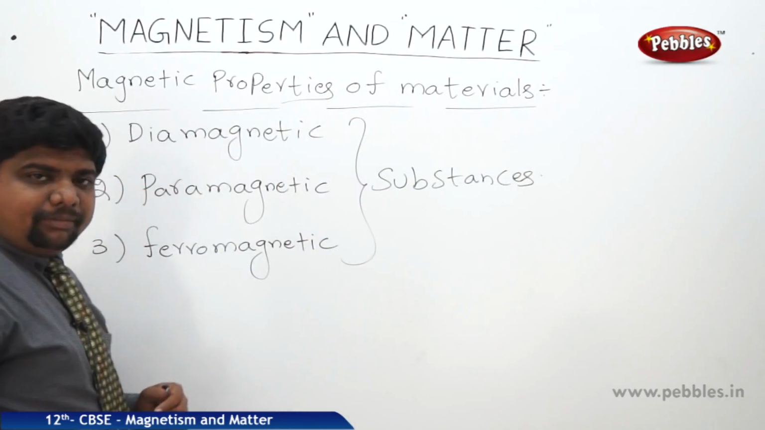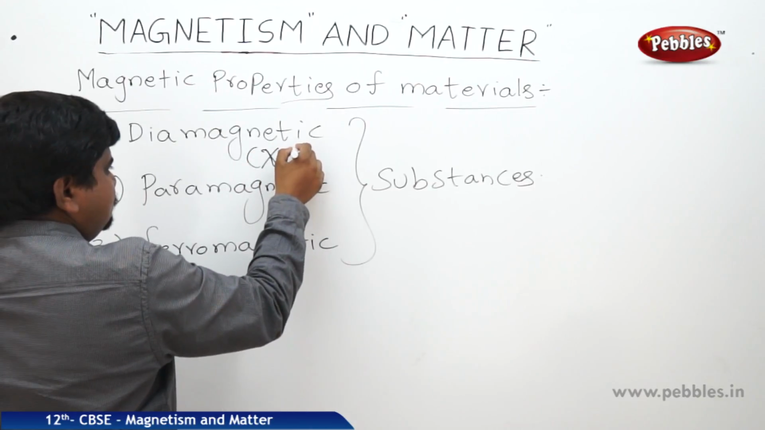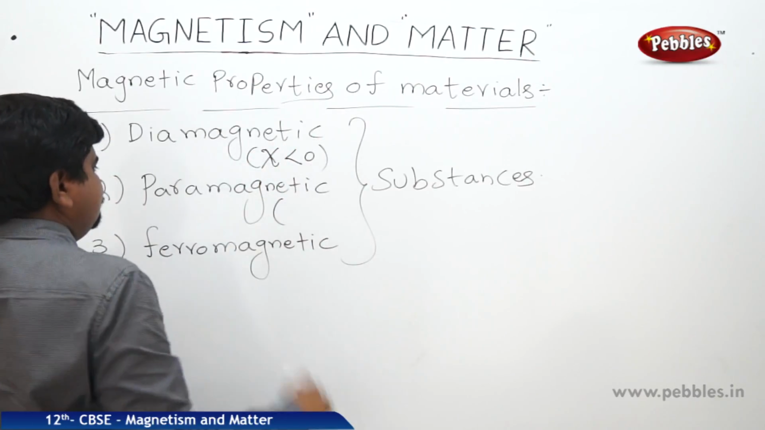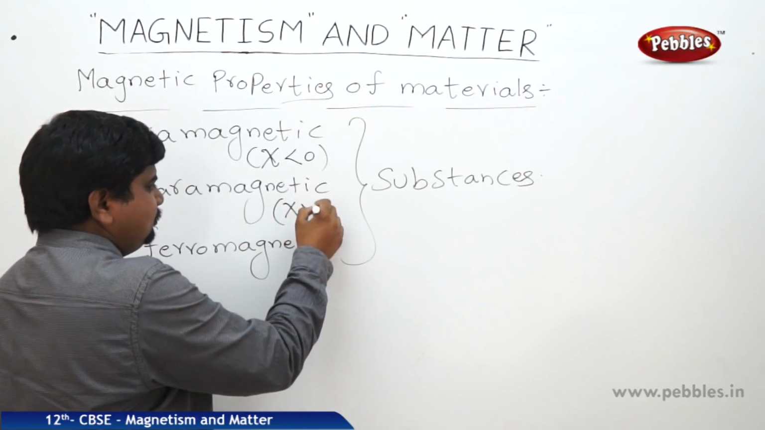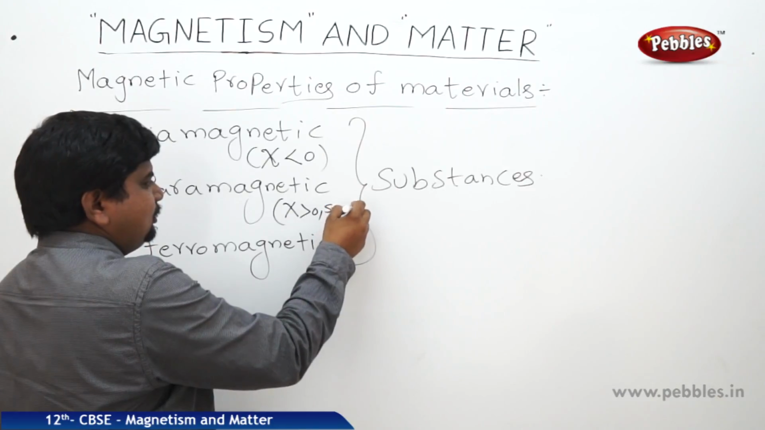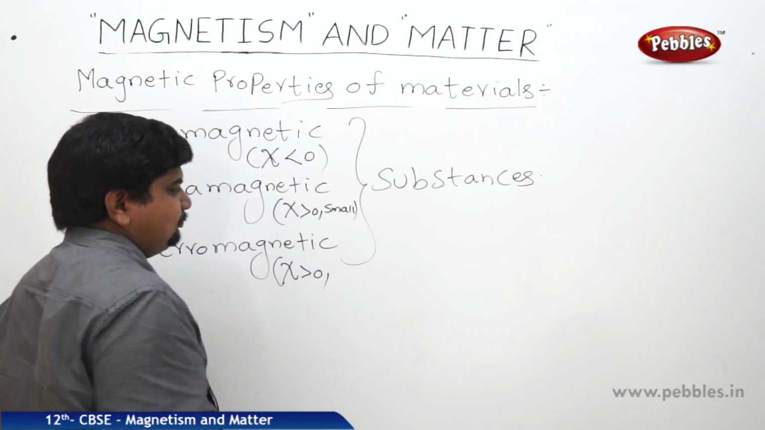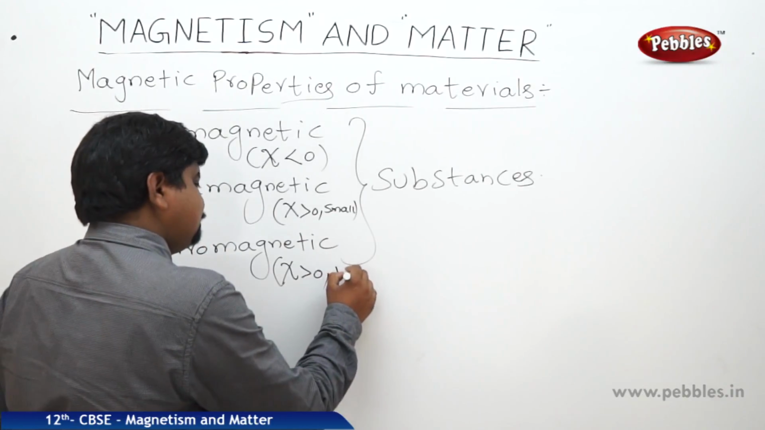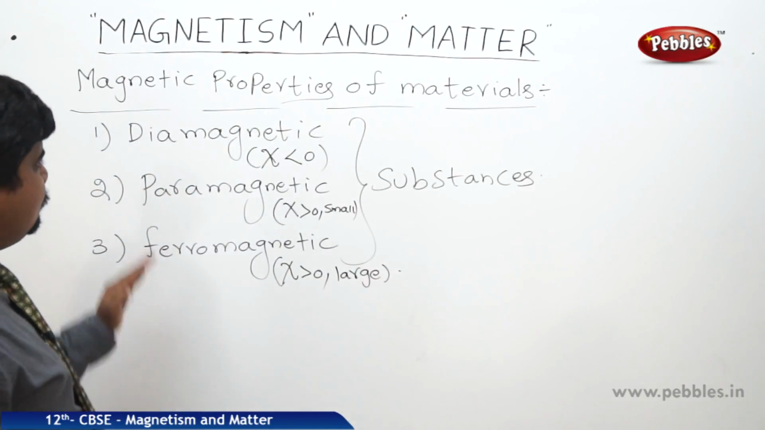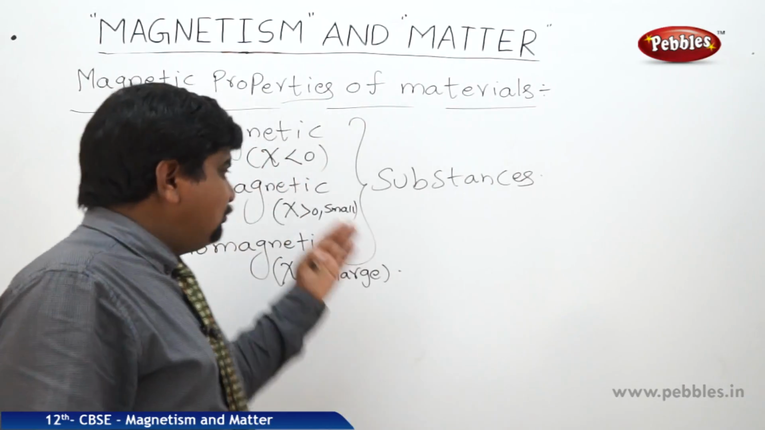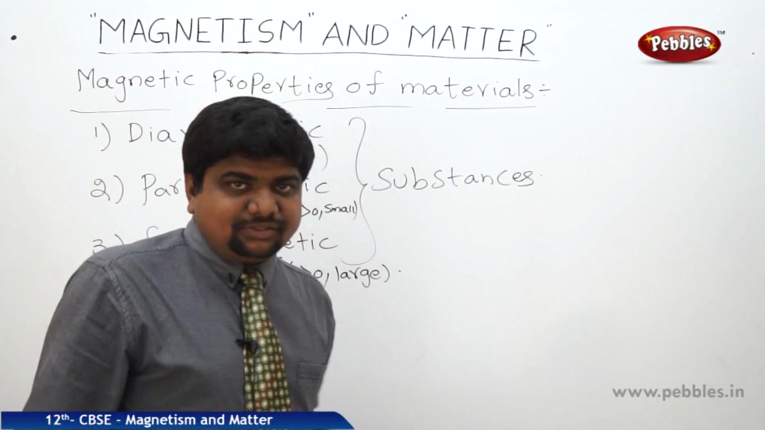The chi value for diamagnetic is less than 0. Paramagnetic is greater than 0 but small. Ferromagnetic chi value is greater than 0 or greater than 1, large. So what are the examples? How to create the diamagnetic substances? We are going to discuss one by one and their uses also.